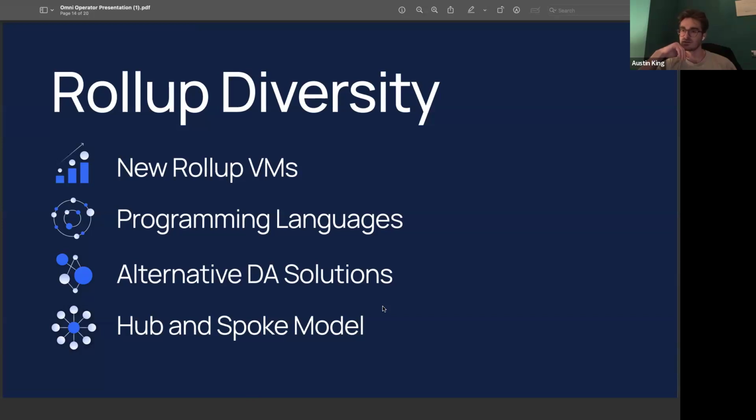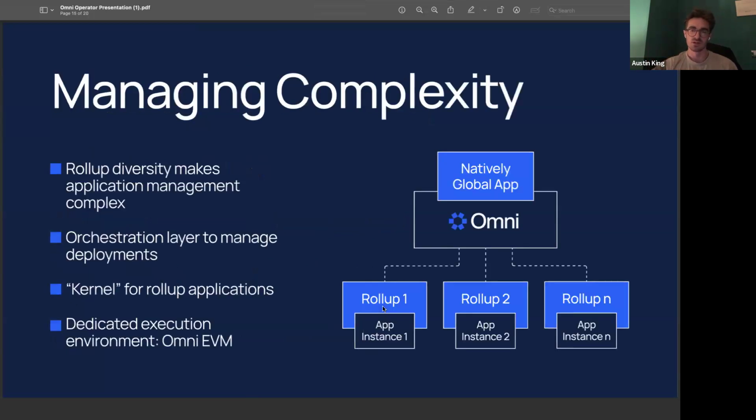I think there's a really cool opportunity we have to bring more Web2 developers into the industry at large and work with other languages that they're more familiar with. So yeah, one thing you can do that's really nice with Omni is you can build applications that look natively global, like they're available across all these different rollups. That's, high level, the developer experience that we're shooting for at large.